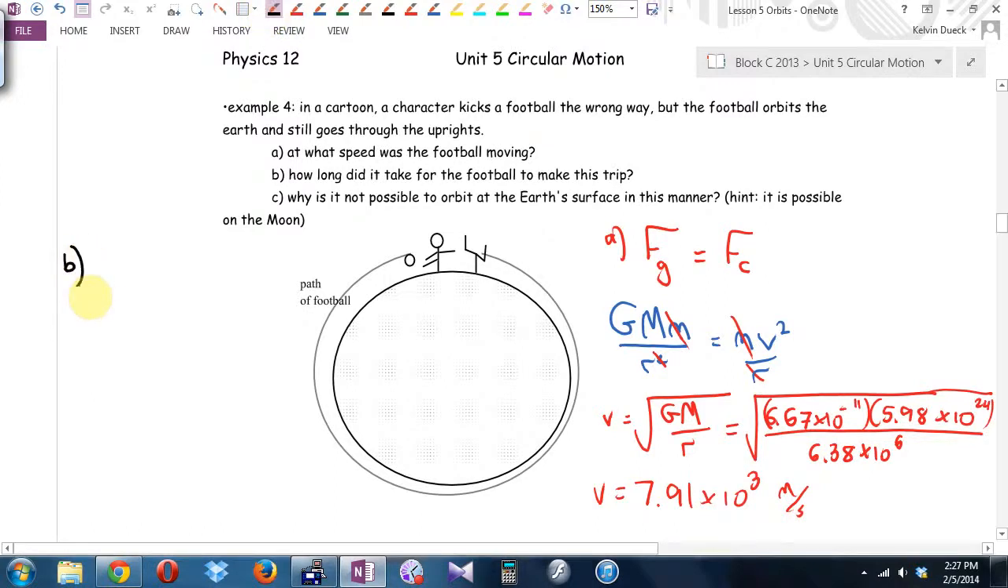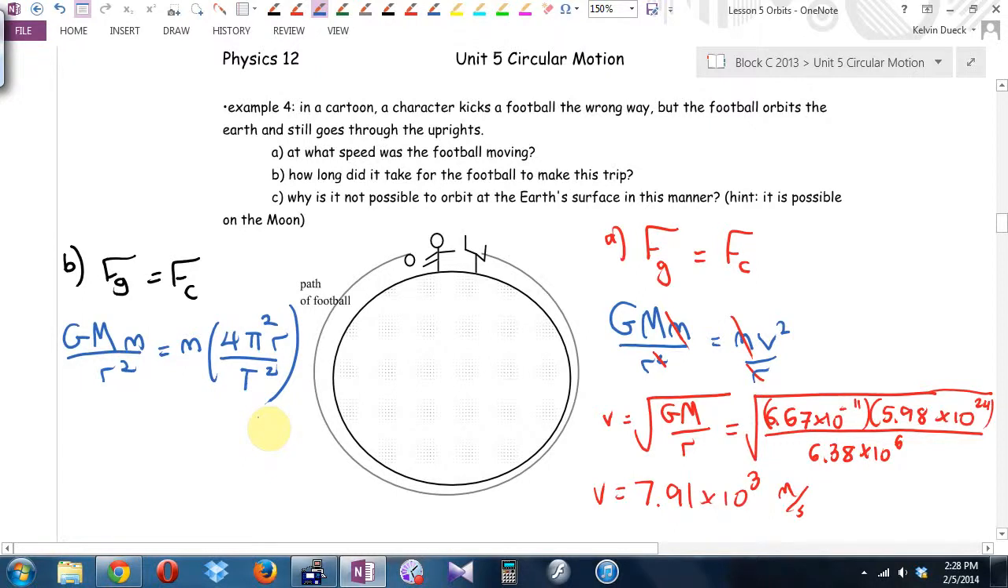What does B want us to find? Period. What path are we tracing out? What force is pulling us in a circle? Gravity. So are you saying that anytime we're in orbit, I can go like this? You would be correct, sir. And gravity is always going to be big G, big M, little m over r squared equals m. What are they asking me to find this time, Nate? I better use the one that's got the period in it. 4 pi squared r over t squared. Mr. Dueck, you didn't tell me how much the football was. No, I didn't tell you the mass of the football. Did I?